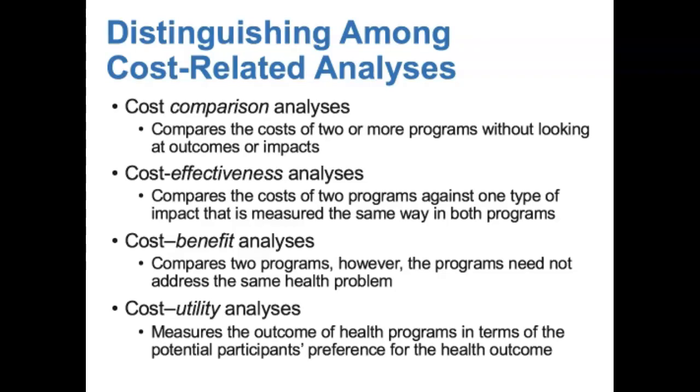Cost-benefit analysis also compares 2 programs, but the programs don't have to address the same health problem. Instead, the program effects are compared based on larger societal benefits, in addition to the outcomes and the impacts of the program. Lastly, there are cost-utility analyses, which measures the outcomes of health programs in terms of the potential participants' preference for the health outcome. This is the most complex and theoretical of all the economic analyses.